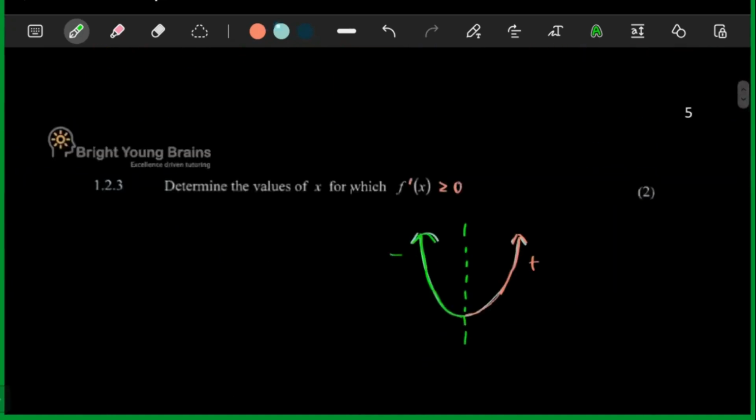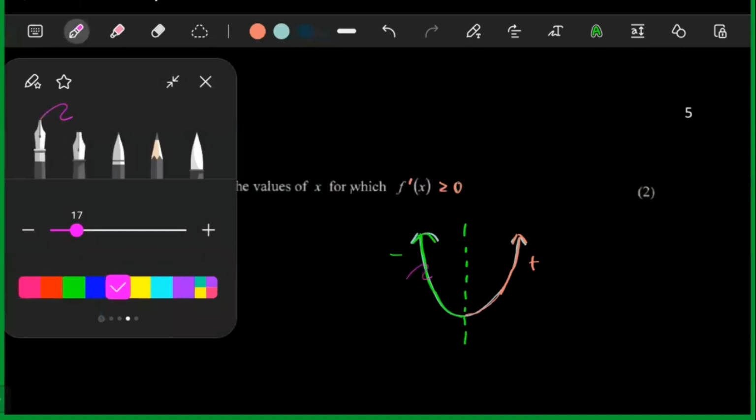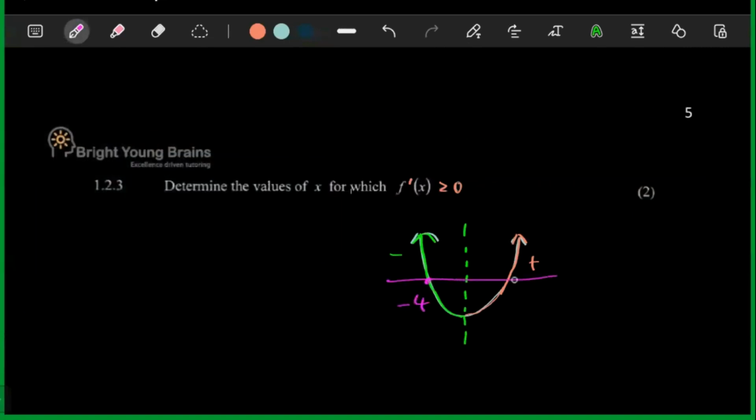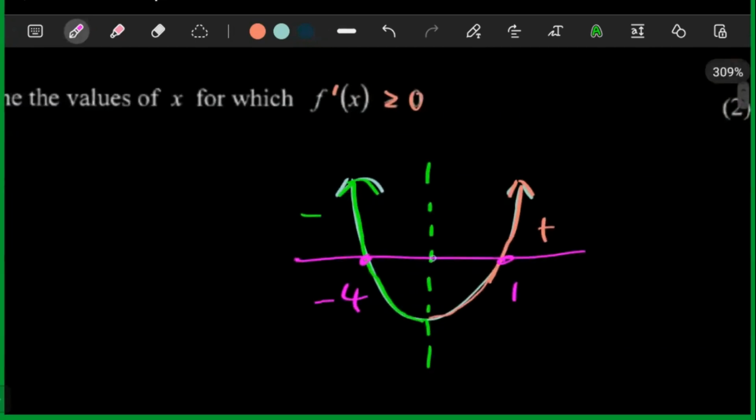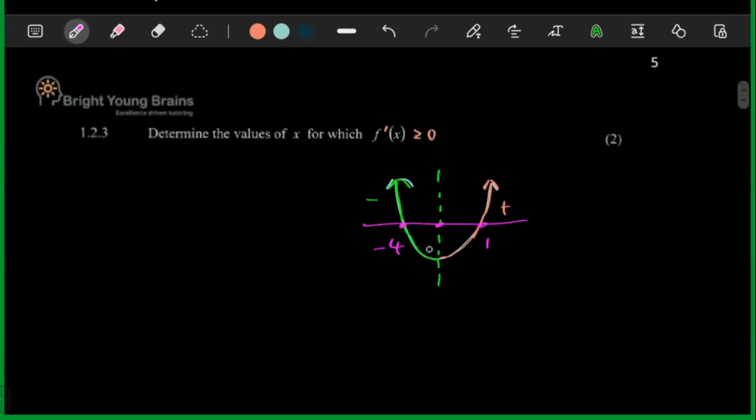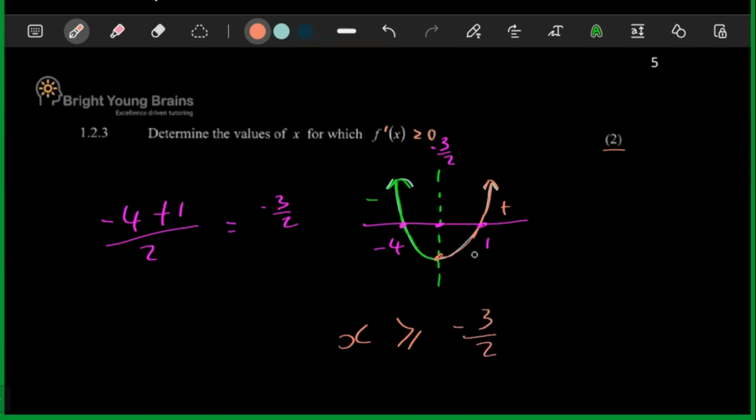The fortunate thing is we can actually use our x-axis to help us, because if this is -4 and this is 1, the middle here is the middle of the two x-intercepts. So -4 plus 1, you have to divide by 2 to get the middle. So this is going to be -3/2. That's what the middle is. So towards the right of -3/2, that's where you have positive gradients, and it's going to be equal to 0 starting from -3/2. So your answer for 2 marks, you're going to say your x values need to be bigger or equal to -3/2, because that's where the gradient is bigger than 0.